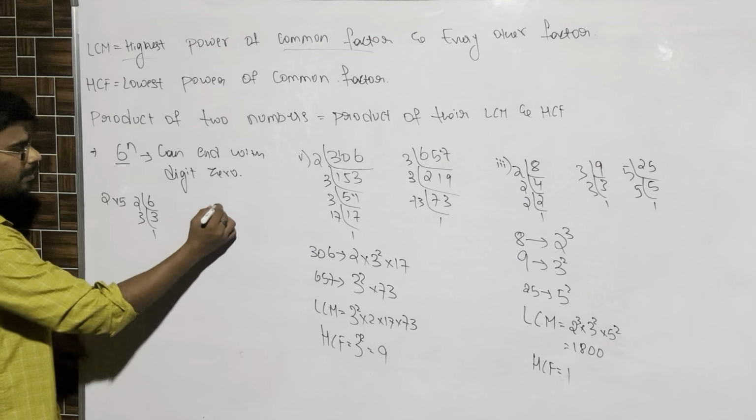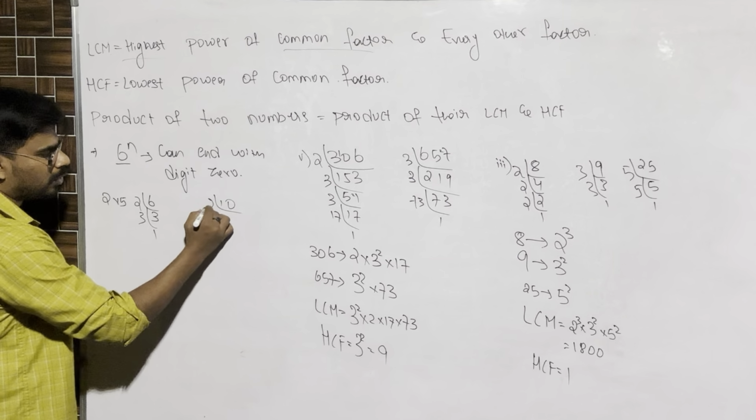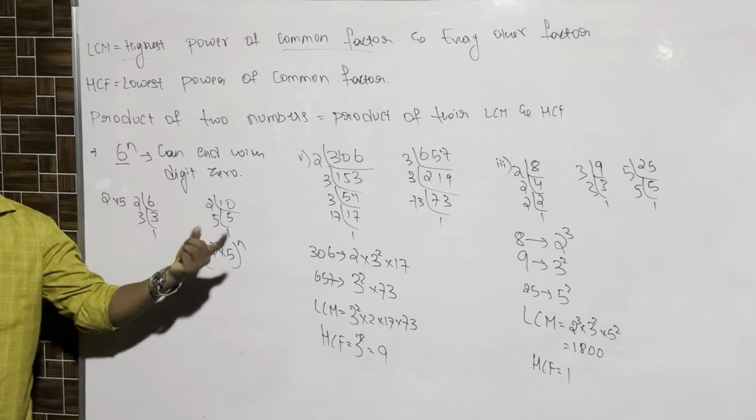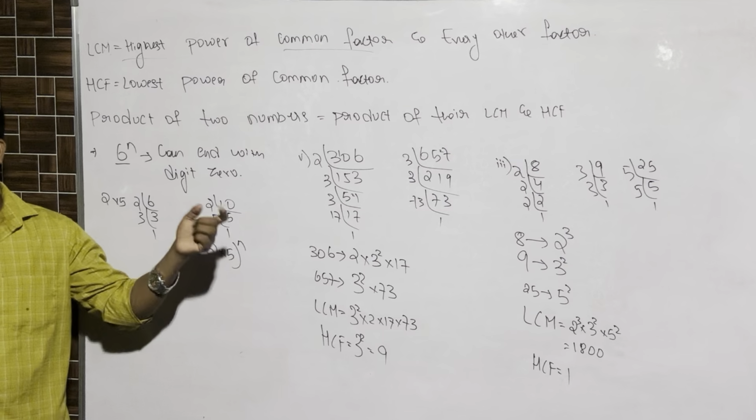No. For example, take 10. Prime factors of 10: 2 times 5 is 10. The prime factor of 10 is 2 into 5. Whatever power you take, 2 into 5 is 10. 10 power anything, 10 power 10, whatever number it is, it will end with 0.